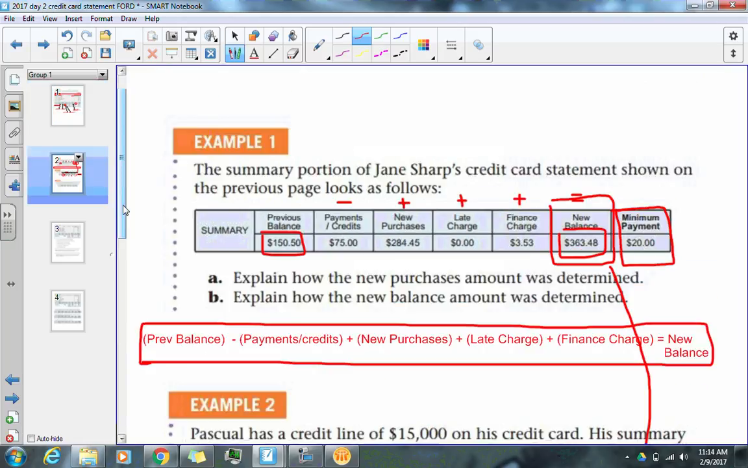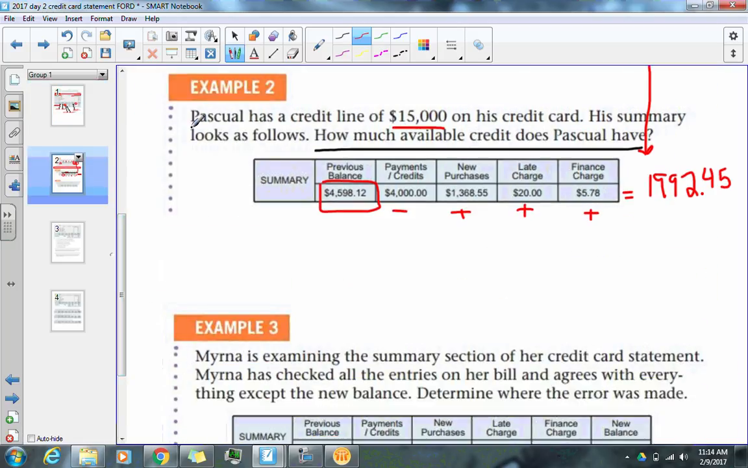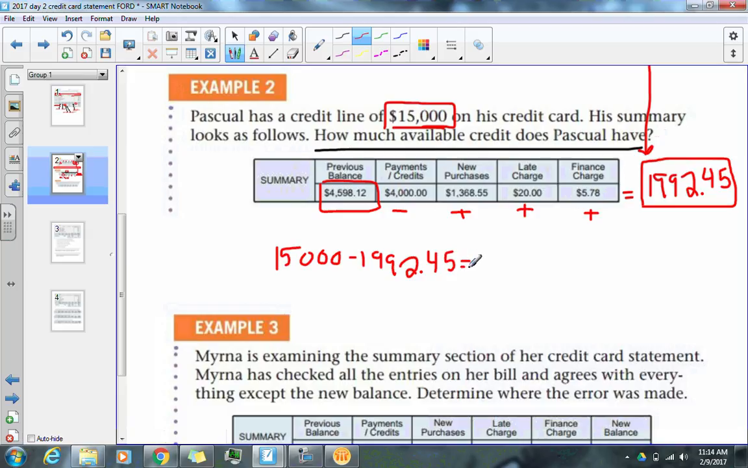So applying that to this principle here, if this guy, I want to say Pascal, but it's not it, if this guy has almost $2,000 already owed, meaning he's got to pay that money back to the credit card company, how much available credit does he have left? Now remember, the credit line is $15,000. That's the max that he can spend. Well, he's already spent $1,992.45. So I know I'm writing with my mouse. It's horrible.